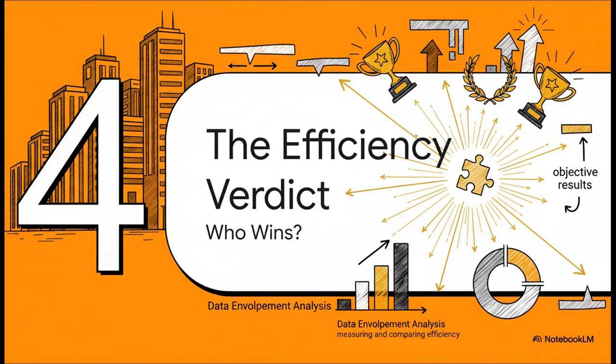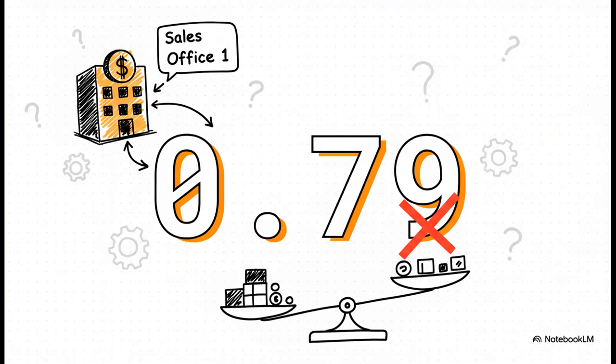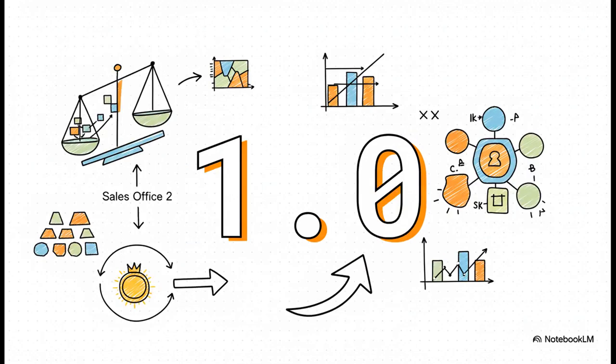So let's see what happened. Who are the real winners here? Well, let's start with Sales Office 1. Even with total freedom, with the ability to choose the most flattering weights possible to present its most favorable case, the absolute highest score it could get was 0.79. It simply couldn't find a single fair weighting system where it came out on top. But now contrast that with Sales Office 2. When it was its turn, it was able to find a set of weights that gave it a perfect 1.0 score while also keeping everybody else's score at or below 1.0. It mathematically proved that it's a truly efficient performer in this specific group.